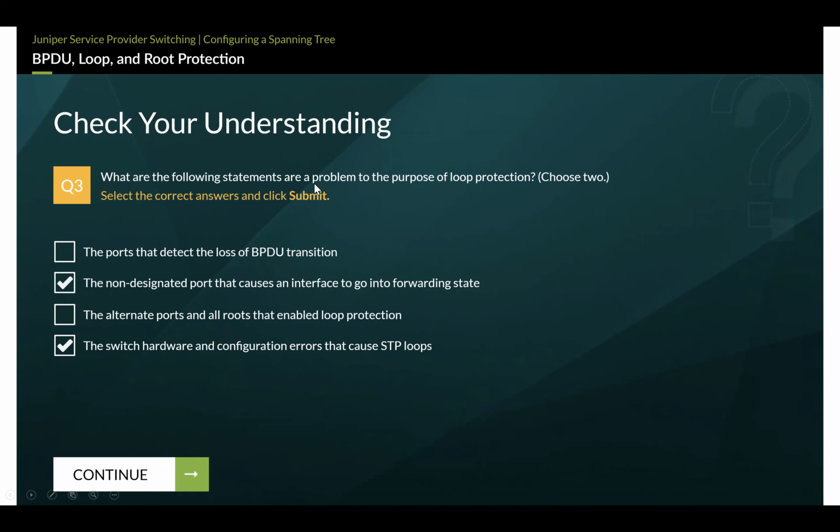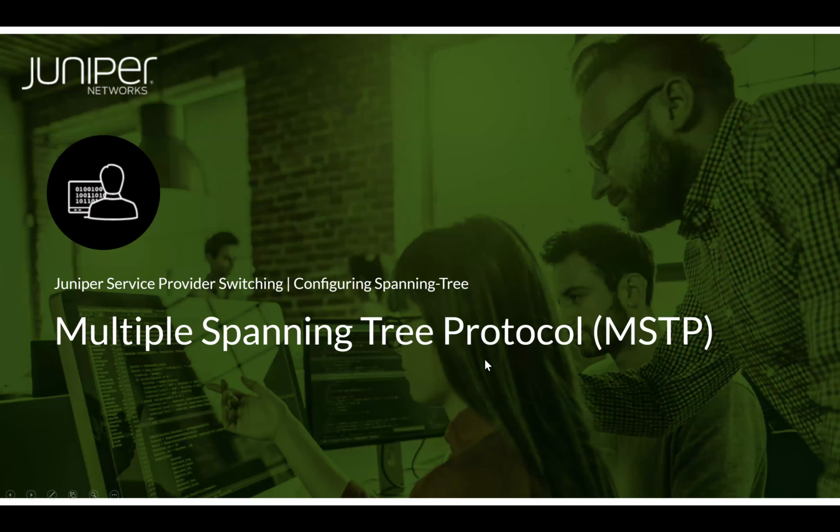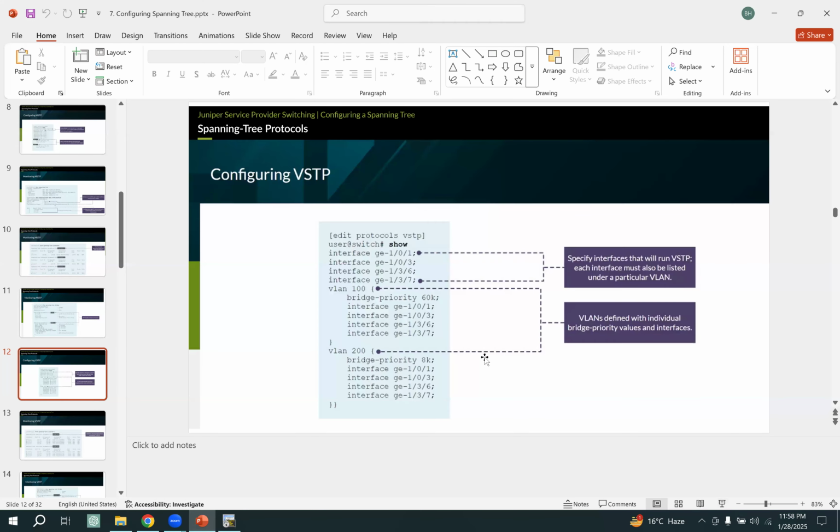Which of the following statements are a problem related to the purpose of loop protection? The non-designated port that causes an interface to go into the forwarding state. And another is the switch hardware and configuration error that causes the STP loops. So I think that's all.